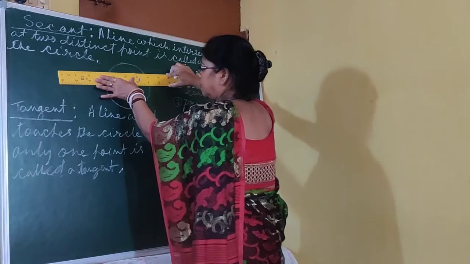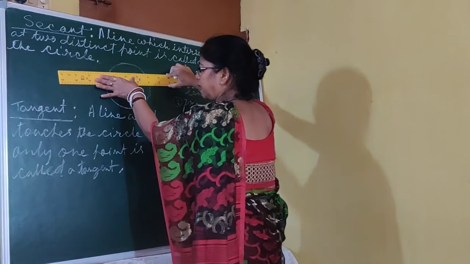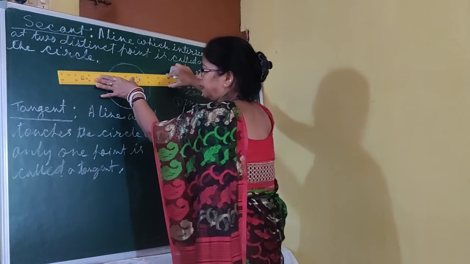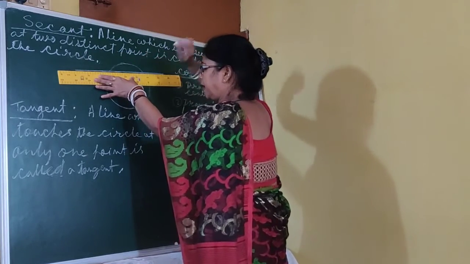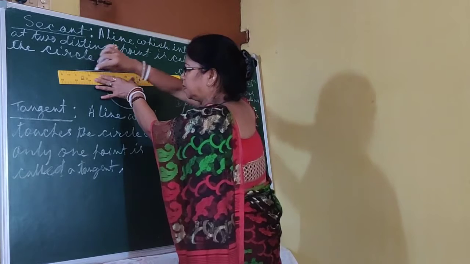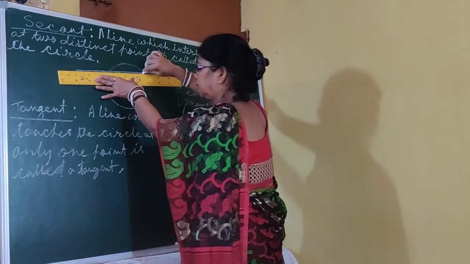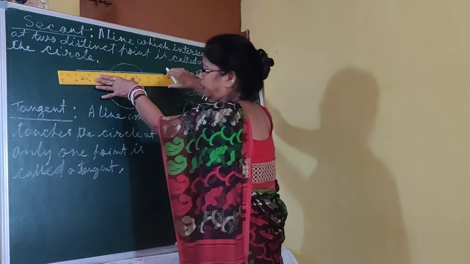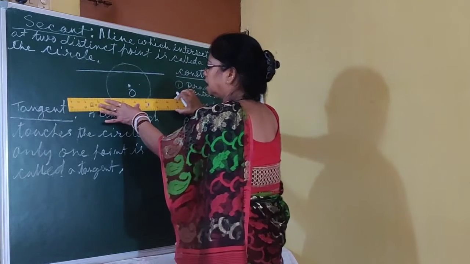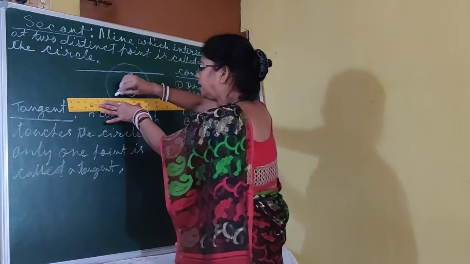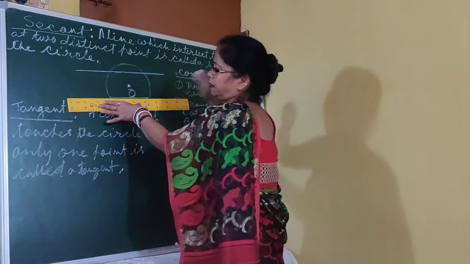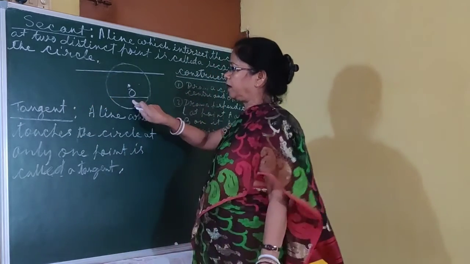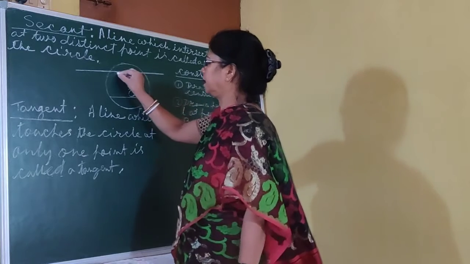Intersect. What is the difference you have to understand? Chord and secant. What is the difference between chord and secant? A secant intersects at two points. It comes out, intersects. And a chord only touches two points on the circle. It is a chord, it is a secant.